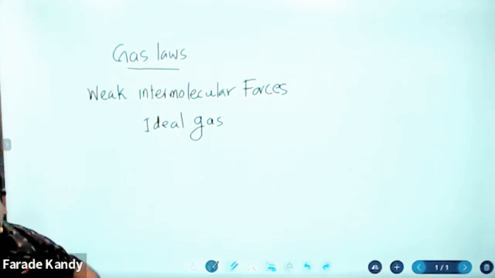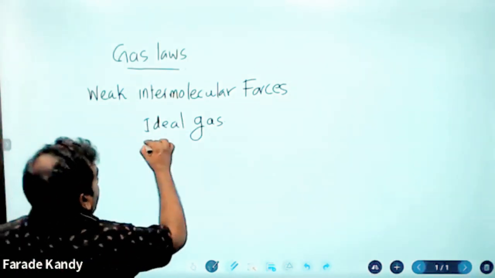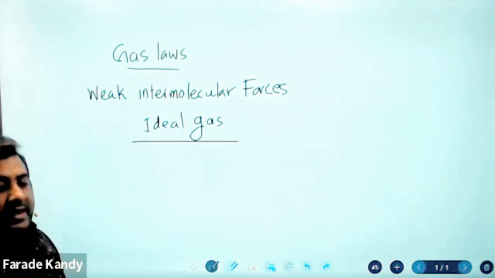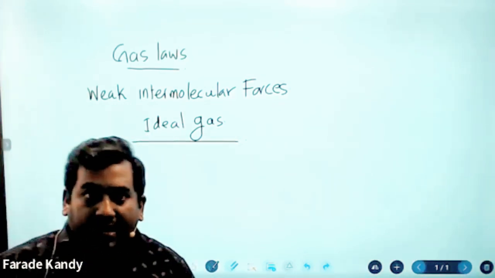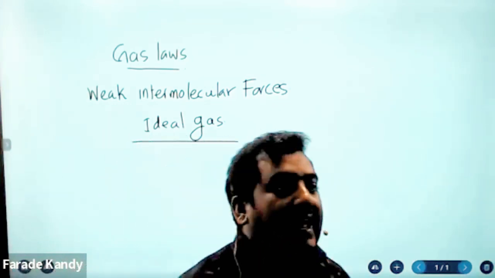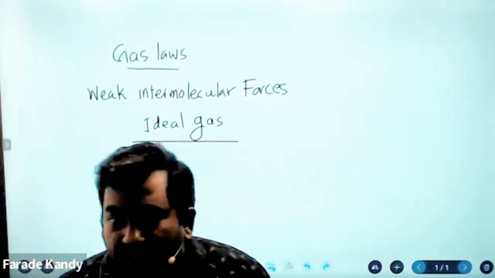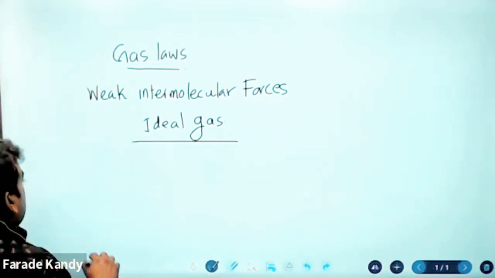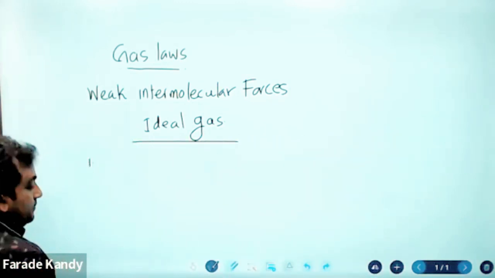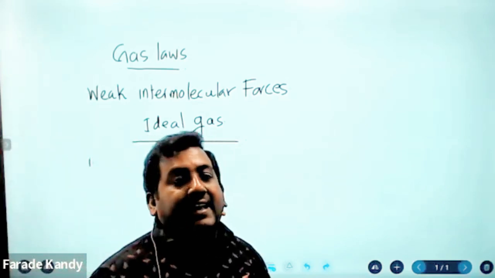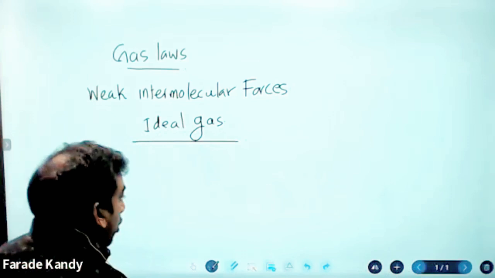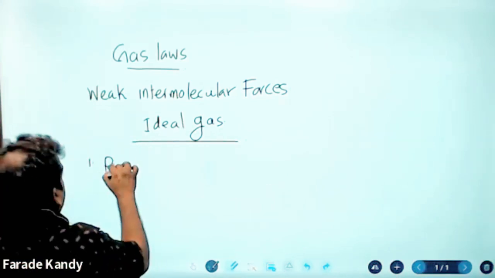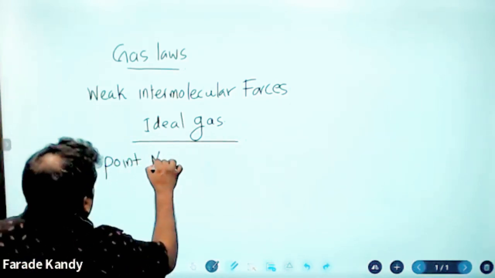Ideal gases. Right. Now, ideal gases are based on certain assumptions. So we are learning about the ideal gas model, and these ideal gases are based on certain assumptions. Look at this carefully. The first assumption is: all gas particles are considered as point masses. All gas particles are considered as what? Point masses.